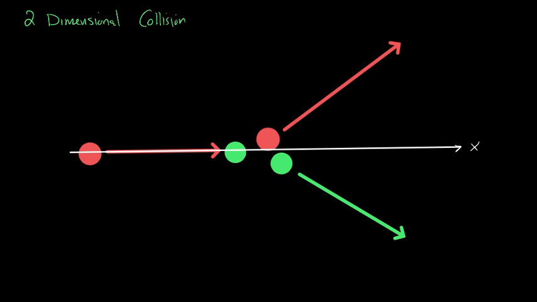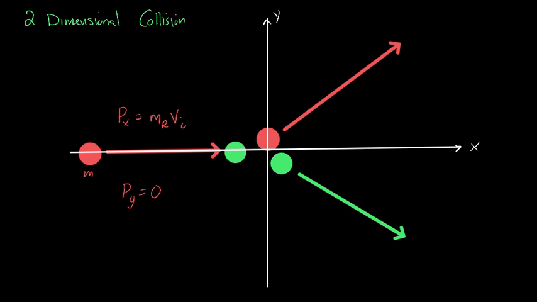If I make that the positive x direction, that means that there is no momentum in the y direction before the collision. So at time 0, my momentum is only in the x direction. It's whatever the mass of the red ball is and whatever its initial velocity is. But the momentum in the y direction is 0.